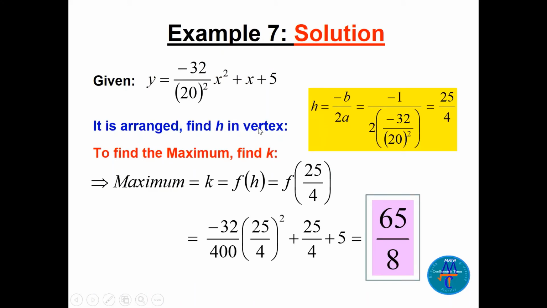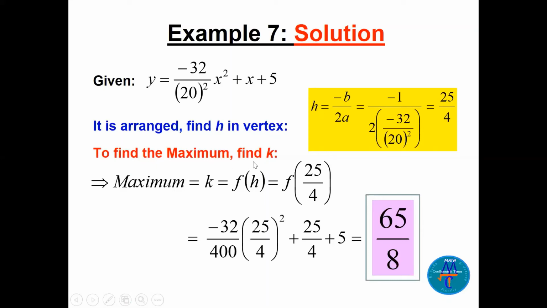Let's find h in the vertex. You know the formula, h equals minus b over 2a. See, the b here is the 1, so minus 1 over 2 times all this, which is the a. If you like, you can simplify the a on the side, or you can put it directly in the formula here: 2 times the a, minus 32 over 20 squared. The answer is 25 over 4. I will leave this for you as a little practice. Make sure you get the answer 25 over 4.